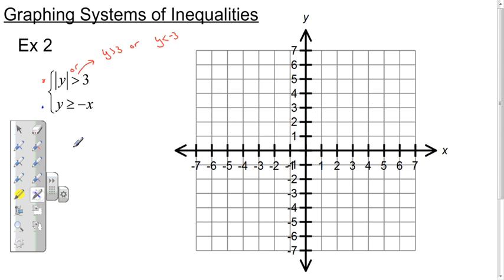So we see here from the symbol that it's going to be a dotted line because it's not "or equal to." And we need to again see very quickly that y equals a number is a horizontal line intersecting at that number. So I'm going to get my line tool, and I'm going to make two horizontal lines, one at 3 and one at -3.